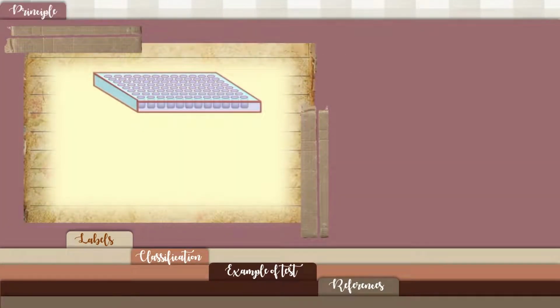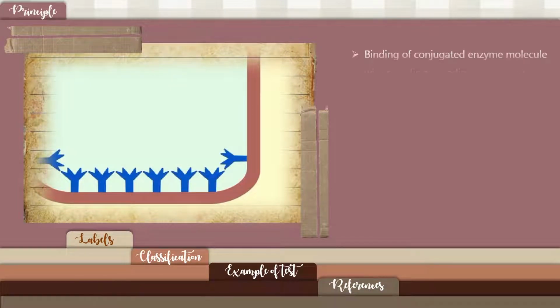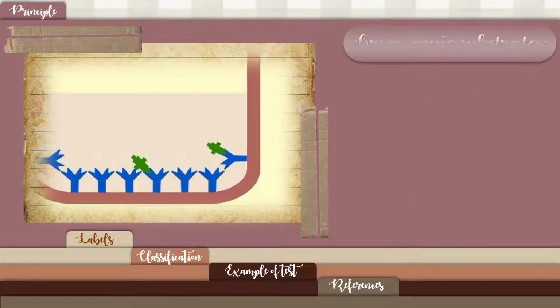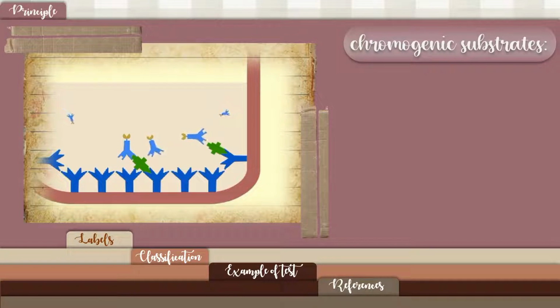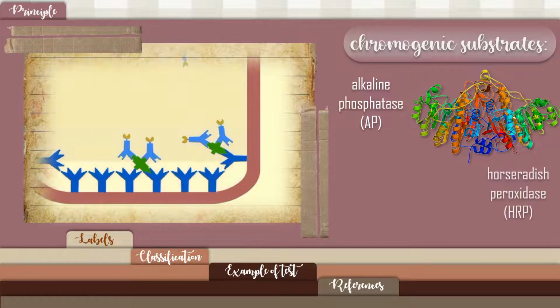Principle of enzyme immunoassay. The general principle of this technique is based on the binding of conjugated enzyme molecule with specific antibodies to detect and quantify the presence of either antigens or antibodies in the test sample. This is followed by adding appropriate colorless substrate, which catalyzes the interaction complex to produce a visible color product. There are many chromogenic substrates used in ELISA technique, but the most common are alkaline phosphatase and horseradish peroxidase.